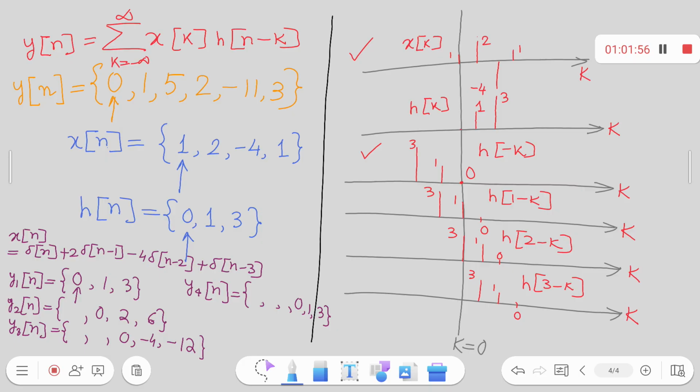Right? Anybody having any doubt in understanding this one? Please raise your doubt if you have any.